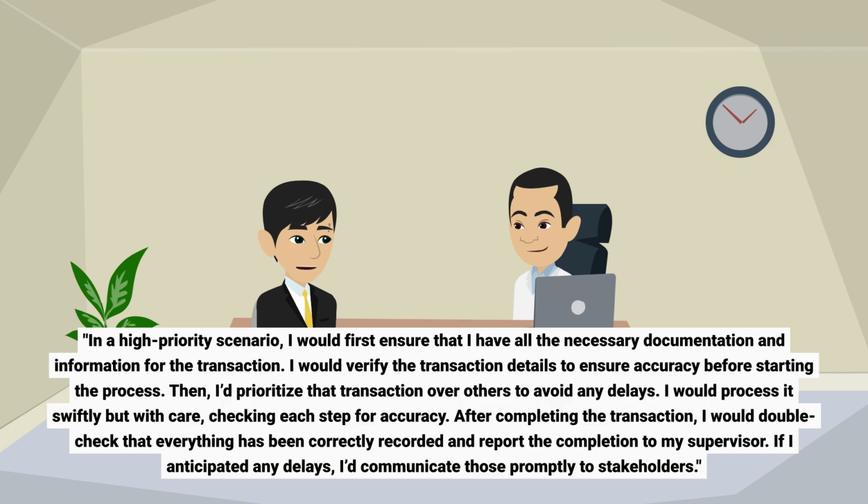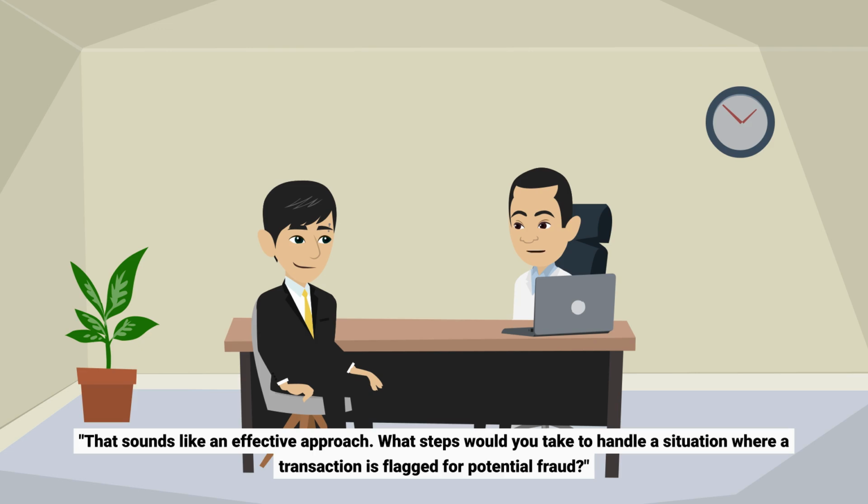I would process it swiftly but with care, checking each step for accuracy. After completing the transaction, I would double-check that everything has been correctly recorded and report the completion to my supervisor. If I anticipated any delays, I'd communicate those promptly to stakeholders. That sounds like an effective approach. What steps would you take to handle a situation where a transaction is flagged for potential fraud?